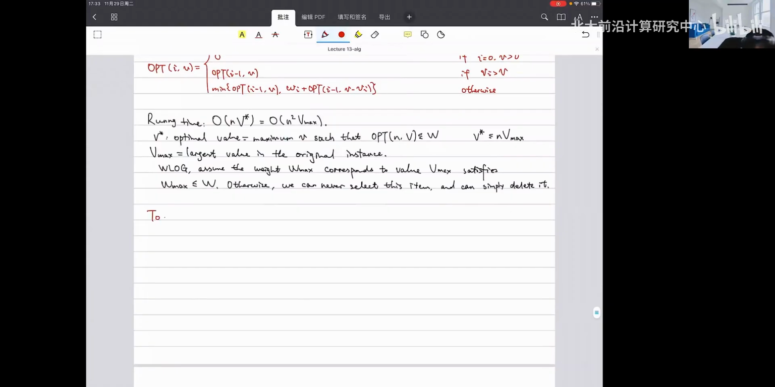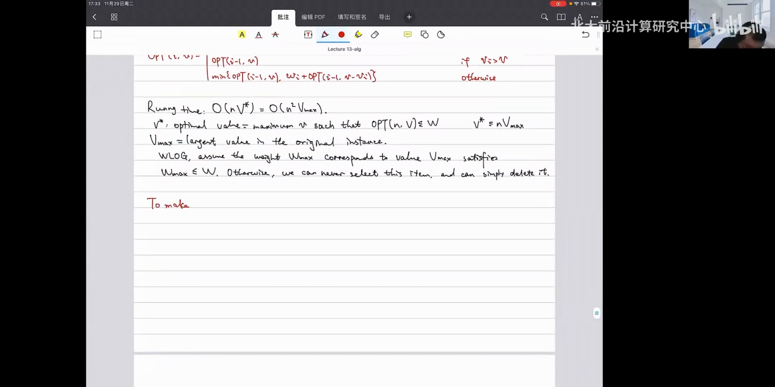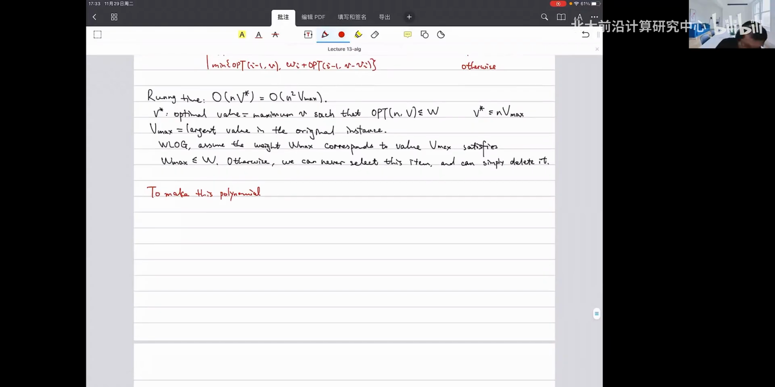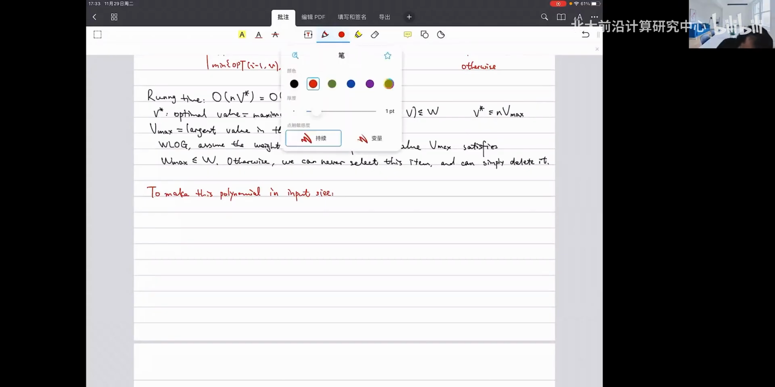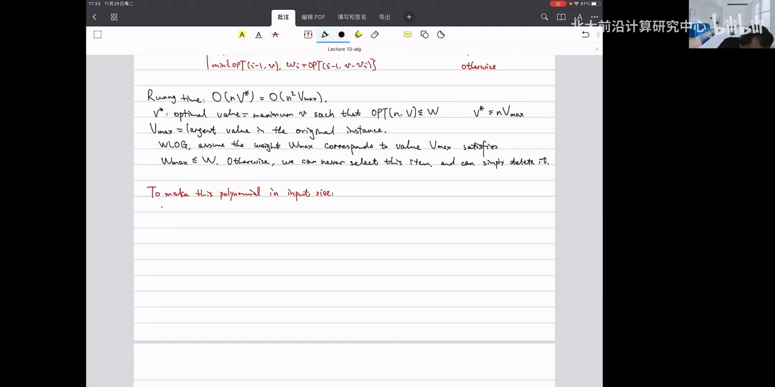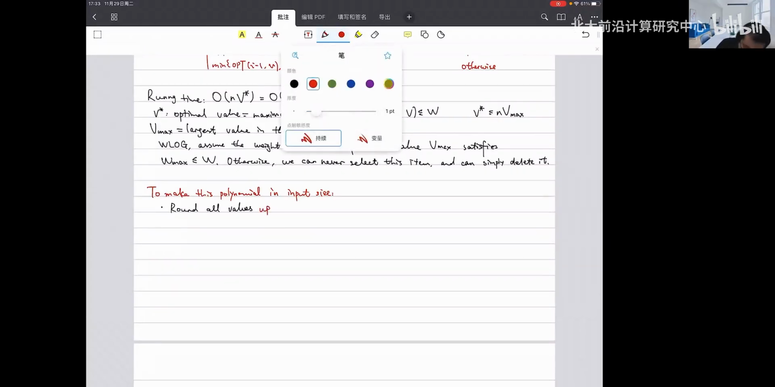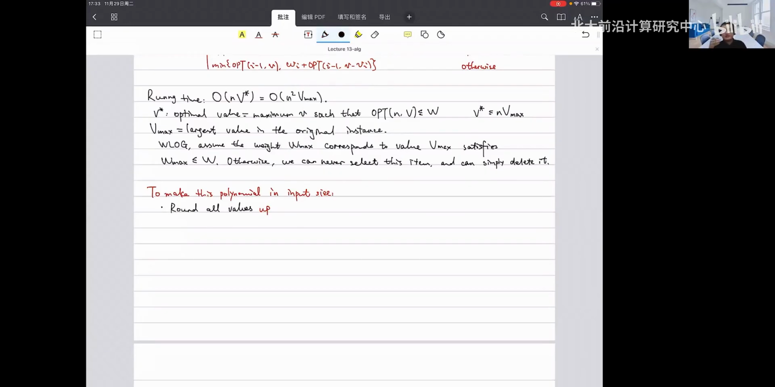We do this to make the running time polynomial in input size. So we are going to round all values up. This is important, because if you round to, for instance, the closest integer, which could be larger or smaller, it becomes a little confusing. So we point out that we round the values up to lie in a smaller range.